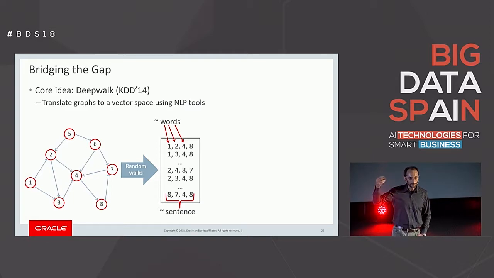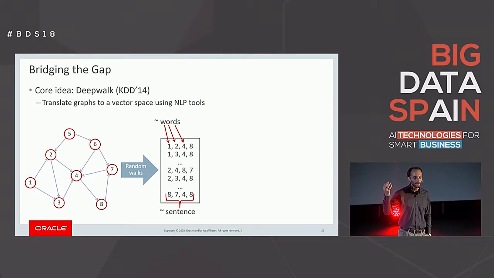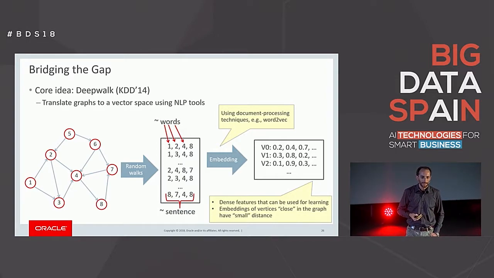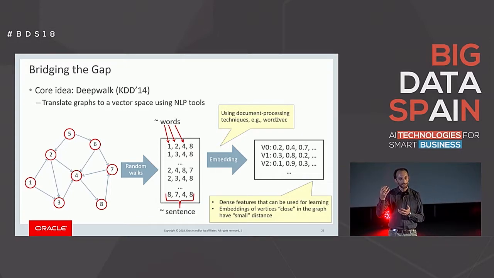And you generate all these random walks, and then you consider those as if they were sentences, and the single visits of your vertices were words. Then you take this representation and you throw it into a natural language processing model called, for example, Word2Vec, or similar techniques, that basically turn, by using a special kind of neural network, these sequences of words, in our case vertices, into vectors, and then you get a vector for each vertex.